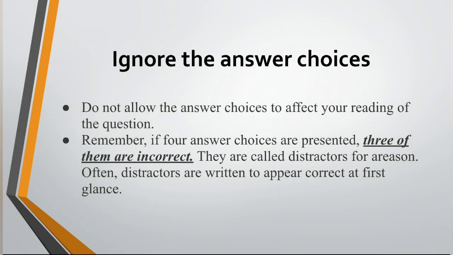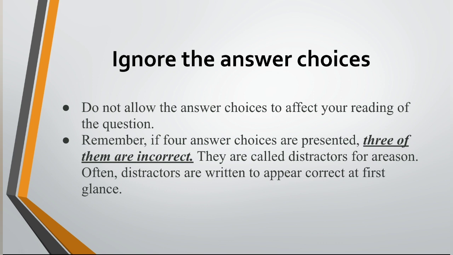Moving on to strategy number 2, which would involve ignoring the answer choices. And basically what this does is it prevents you from allowing the answer choices to cloud your judgment or to prevent you from reading through the question carefully. Now for a standard multiple choice question, you are provided with 4 responses, 1 with the correct answer and 3 which are incorrect. Now the 3 remaining responses are often called distractors, and they're called so for a reason.